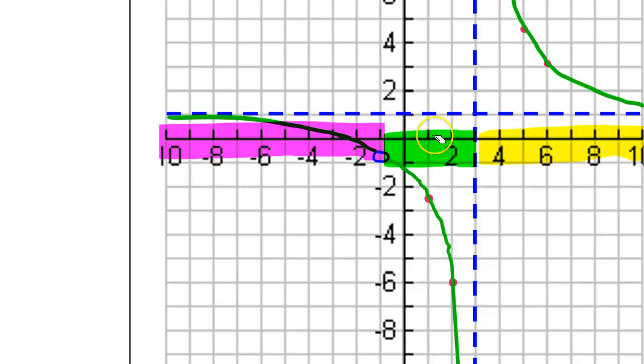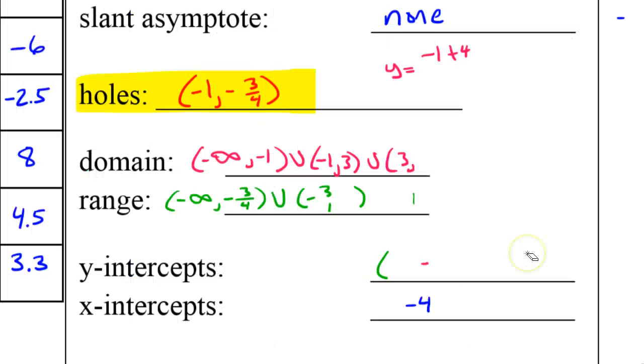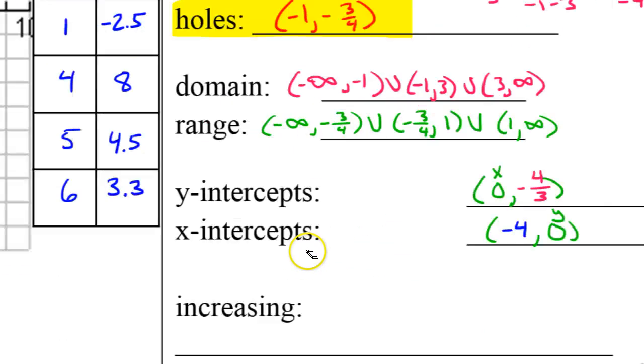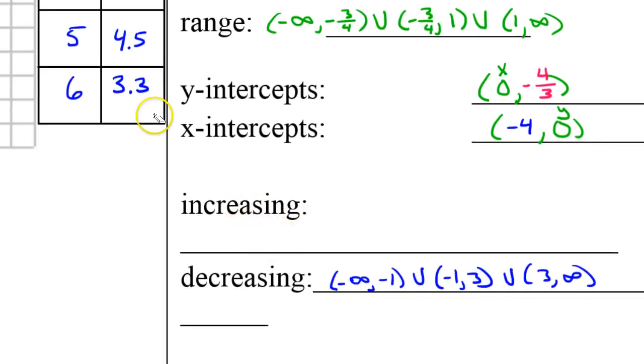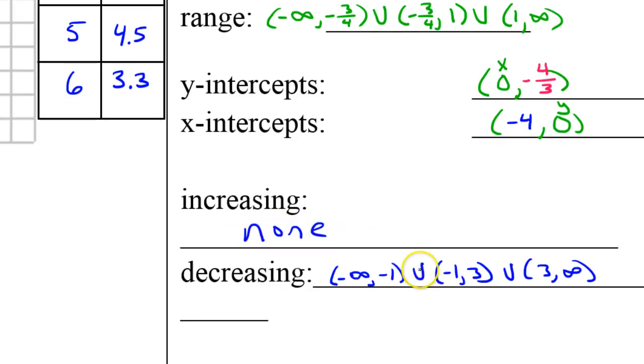Now I can't, I've lost my power to erase. That's not fair. What about increasing? Well, no part of the graph is increasing, so I'm just going to say none. There are no increasing intervals.